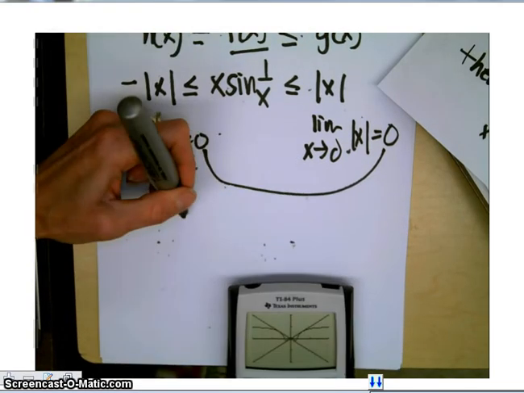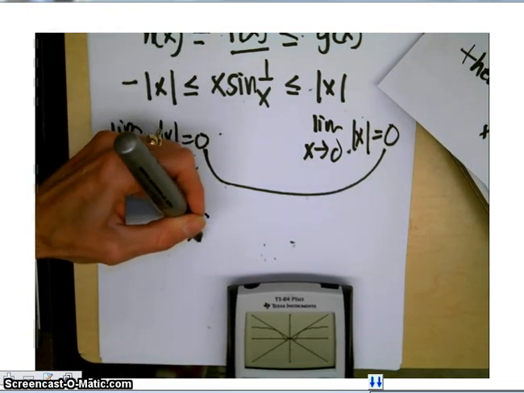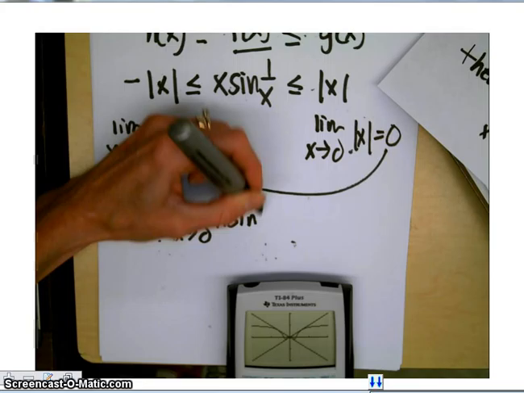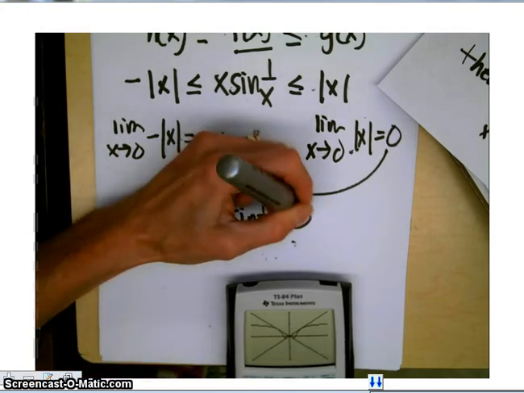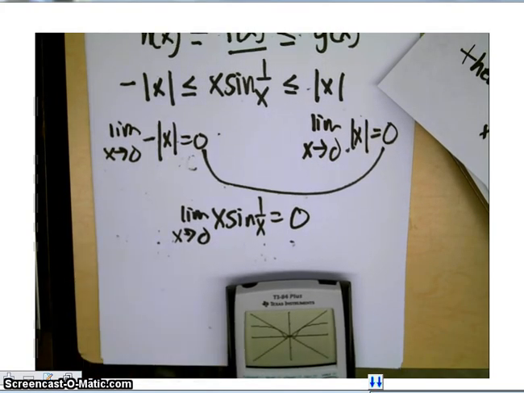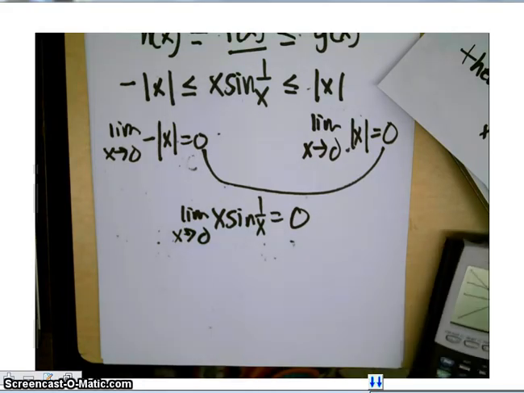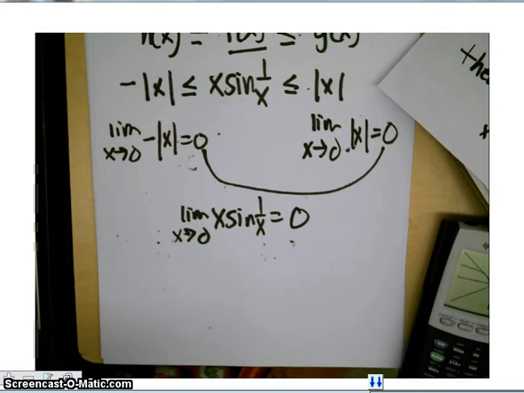So what can you say the limit as x goes to 0 of x sine of 1 over x is? 0. And that's the squeeze theorem. So you have one problem like this on your homework.